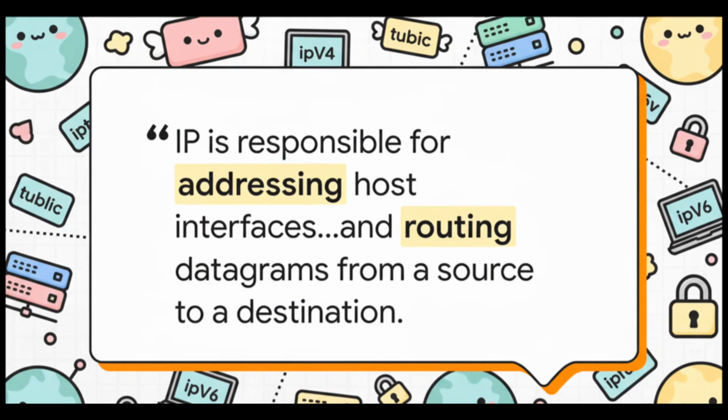And that really brings us full circle. At the end of the day, it all comes down to this one core job. The Internet Protocol's whole purpose is to put addresses on devices and then route data packets from a source to a destination. Everything we just talked about, IPv4, IPv6, public and private addresses, it's all just part of this incredibly elegant system designed to get information exactly where it needs to go.